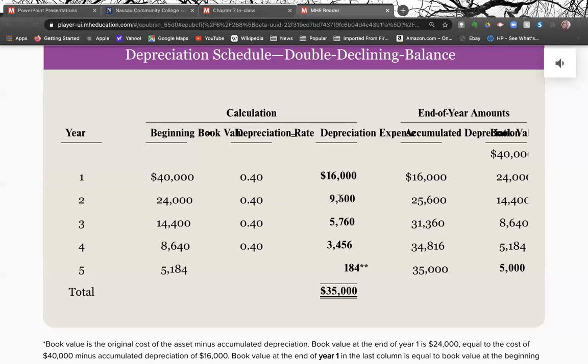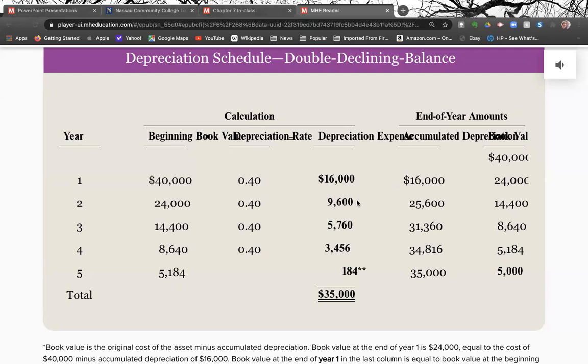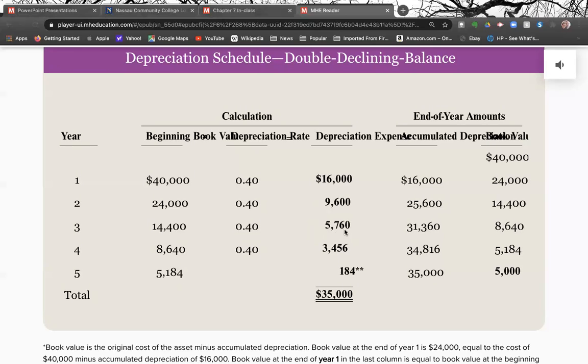24,000 times 40%, 9,600. What's accumulated depreciation? 16,000 plus 9,600 is 25,600. What's book value? 40,000 minus 25,600 is 14,400. That becomes the new book value, year 3. 14,400 times 40%, 5,760.